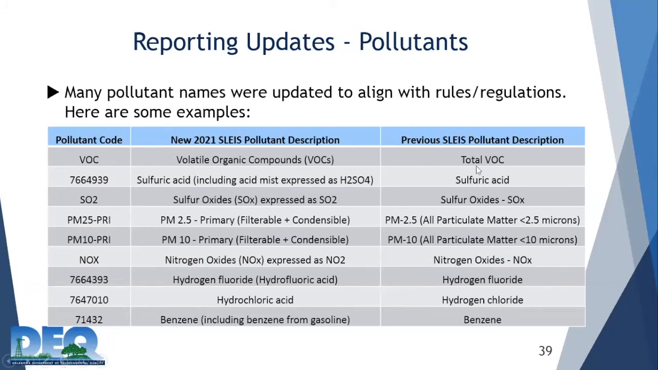Here's an example. The name used to be total VOC, and now it's volatile organic compounds, VOCs. Another one, we had SOx, and now it's SOx expressed as SO2. And PM, we were really focusing on the size of PM, but now we're just clarifying that it's PM primary, which includes filterable and condensable. So these are just some examples I've parsed out, but there are more changes than this. And I will go into the ones that were bigger changes, not just a slight name change.